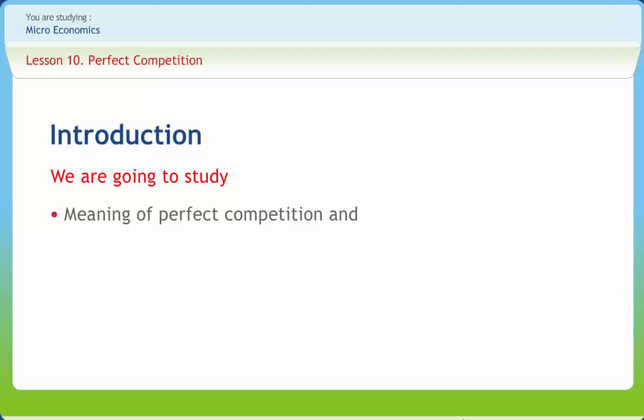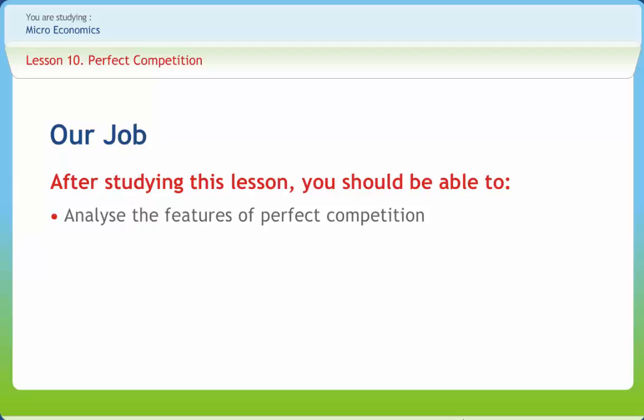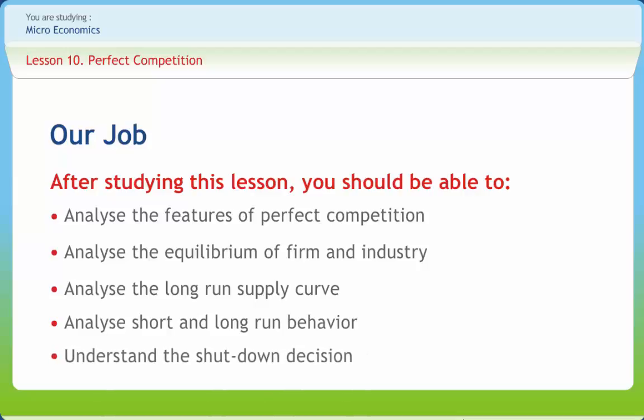Here it is important to note that in reality, such a type of market does not exist. Perfect competition is more of a theoretical market structure. In this lesson, we will study various types of analysis concerned with perfect competition. After studying this lesson, you should be able to analyze the features of perfect competition, analyze the equilibrium of firm and industry, analyze the long-run supply curve, analyze short and long-run behavior, and understand the shutdown decision.